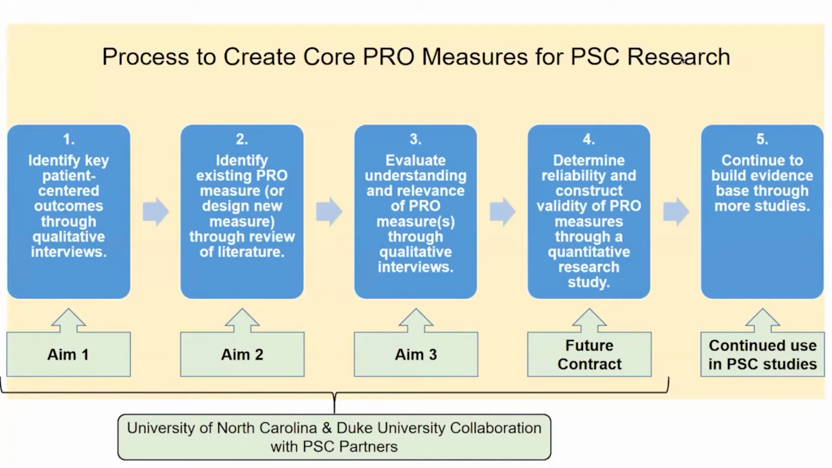And so the first step, and I'll be going through these in more detail in subsequent slides, is to figure out what we should be measuring. Those are the key patient-centered outcomes. Step 2 is identifying what's the appropriate measure. Step 3 is evaluating the content validity through qualitative interviews. Step 4 is then making sure that we have a construct valid and reliable measure using a quantitative research study.